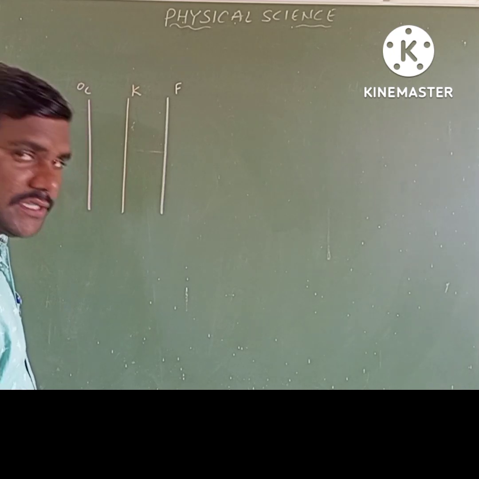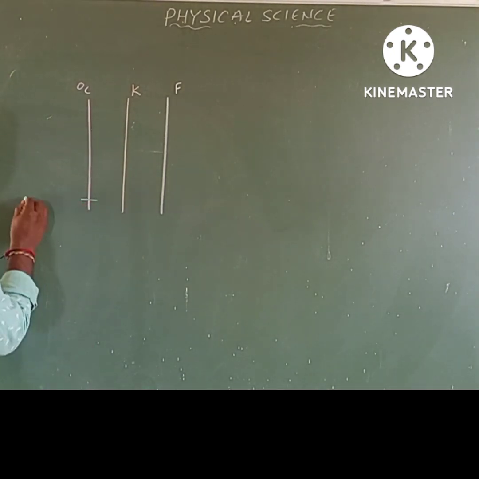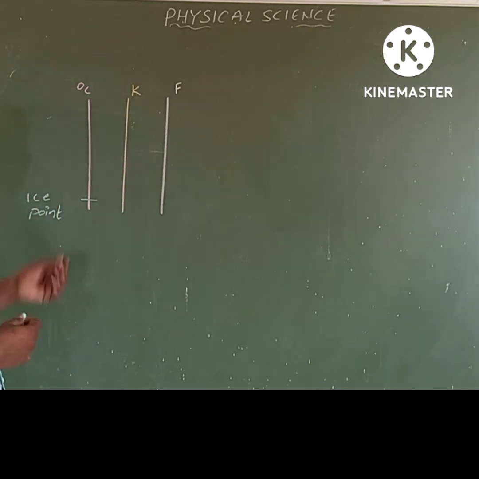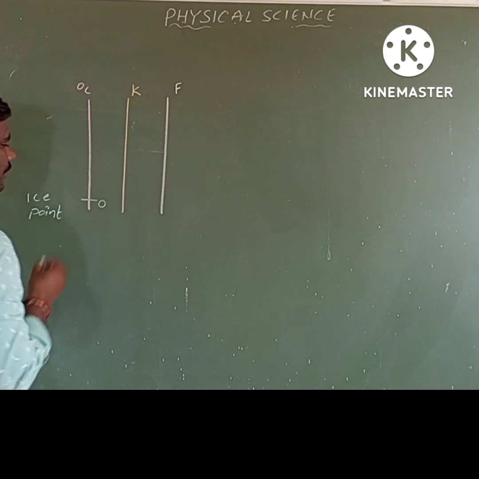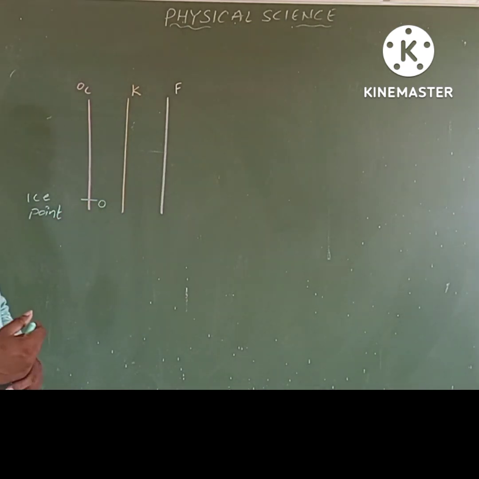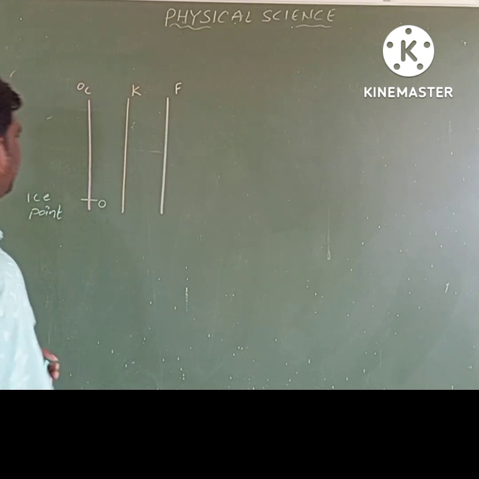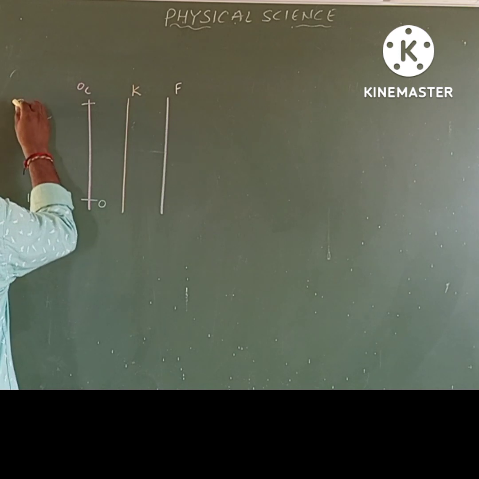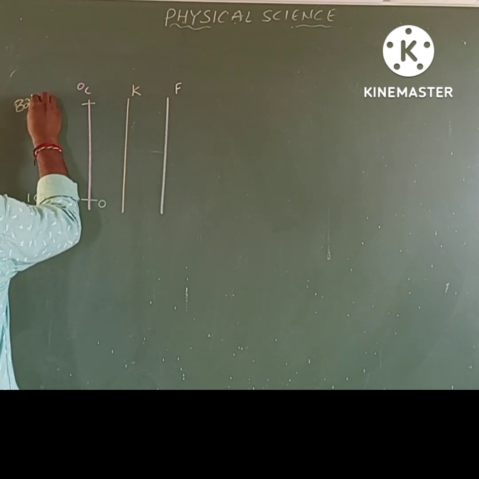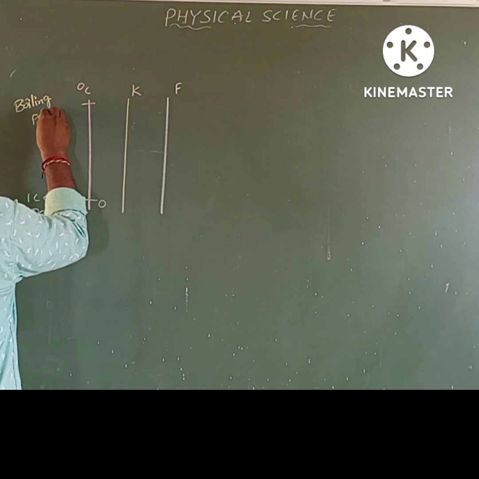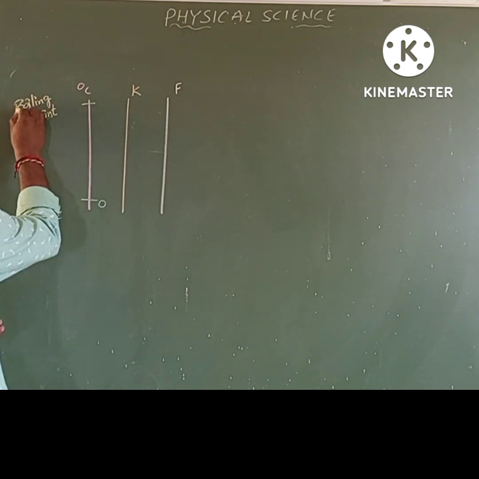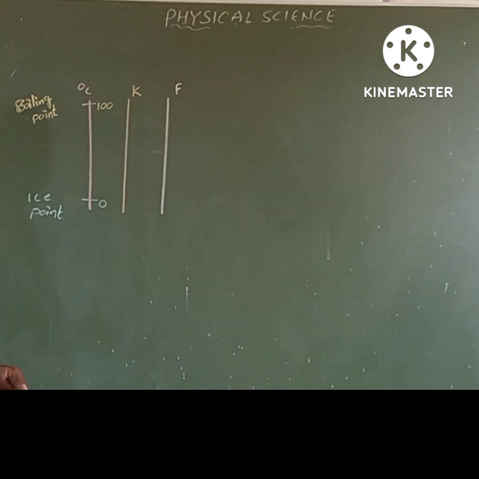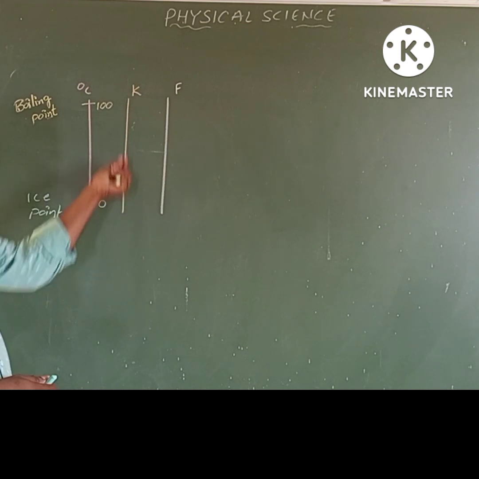Lower fixed point means here ice point. So ice point in degree Celsius, or lower fixed point or freezing point, is 0. Next, what is the upper fixed point? Upper fixed point or boiling point of degree Celsius is 100. Next one, what is the ice point in Kelvin scale?